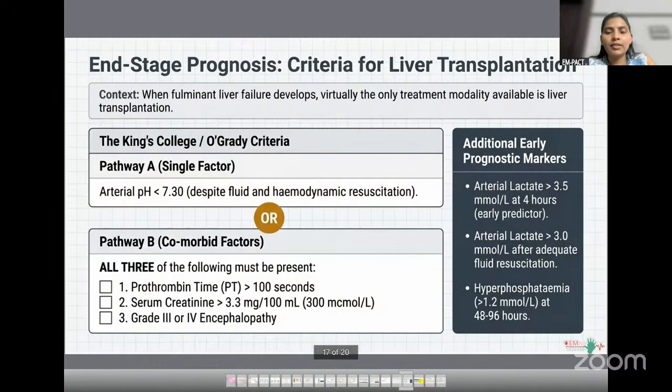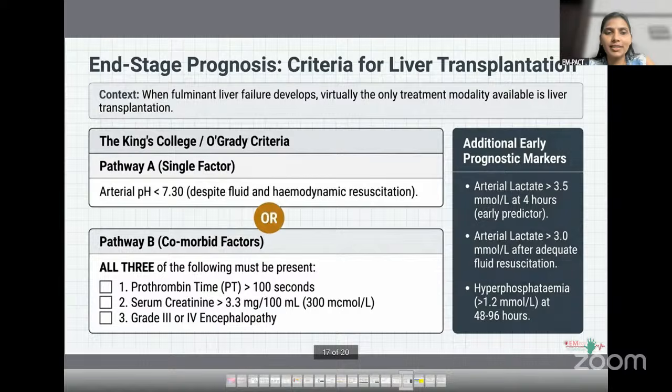Then again think about the same lady. You have given all the treatment. You have given the NAC therapy. You have reassessed the patient. When you are reassessing the patient, you see that the patient's pH is around 7.2 even after proper hemodynamic support and resuscitation. Or else you find that this patient's prothrombin value is more than 100, creatinine is around 4 or above, and the patient is having grade 4 hepatic encephalopathy. How will you manage this patient? This is the ideal candidate for liver transplantation.